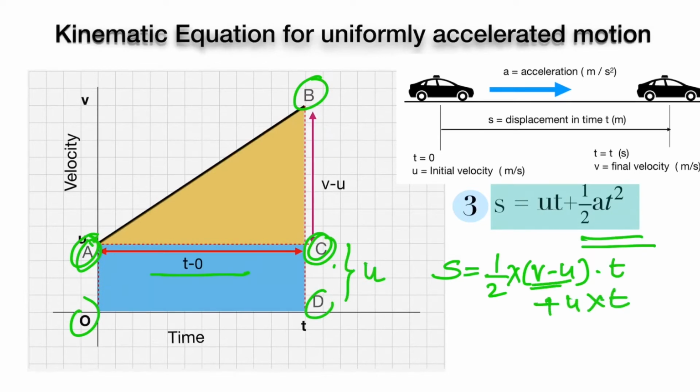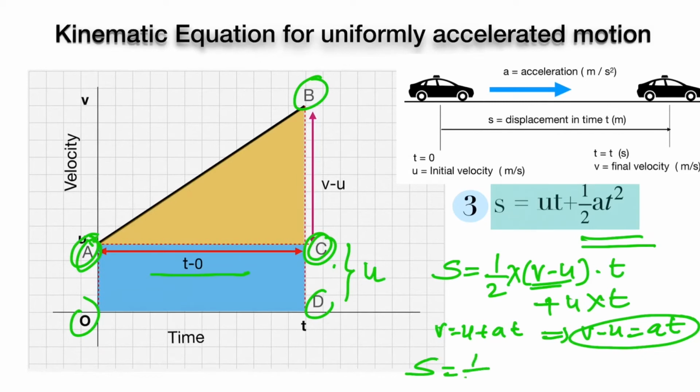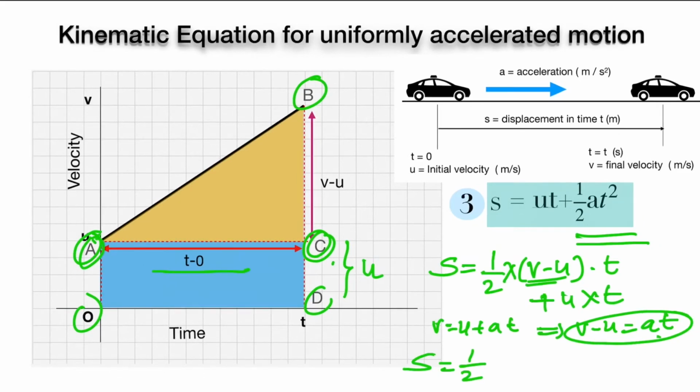Now this v minus u I can put from the first equation of motion. The first equation of motion was v is equal to u plus at, right? So what does that mean? v minus u is equal to at. Right? If I put this value into this, so s becomes half, instead of v minus u you can put at, into t plus ut, and this becomes ut plus half at square. This is equal to s, and this is what your third equation of motion.